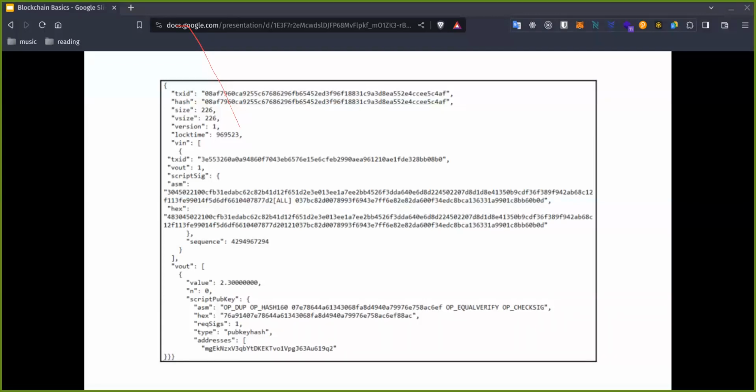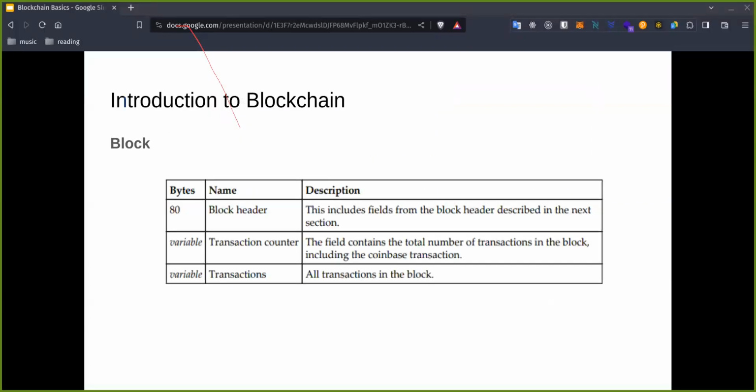Right, so I think you can now proceed to the next thing. Is there any more questions on transactions? Any questions on transactions? Please, if you have any questions, feel free to ask.